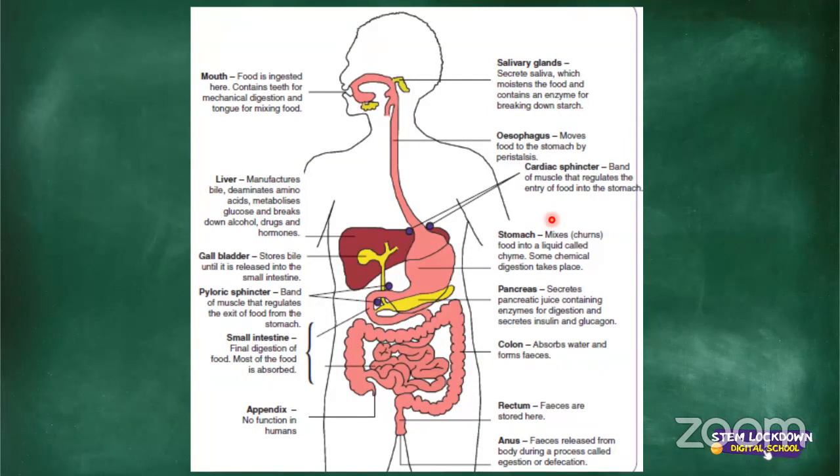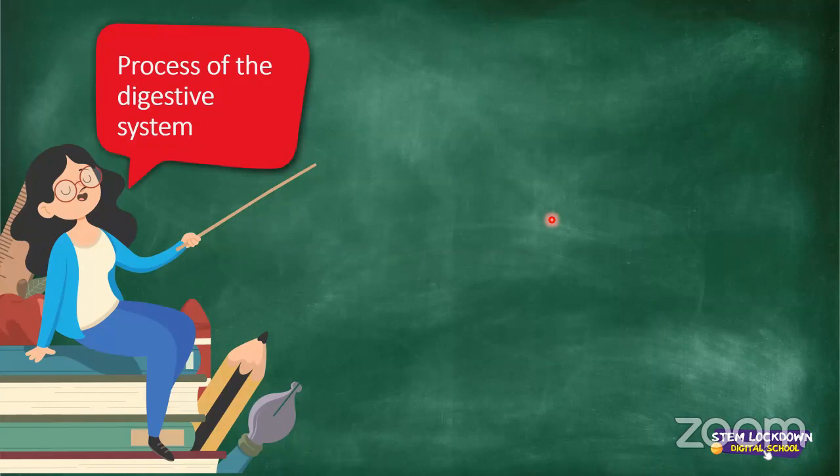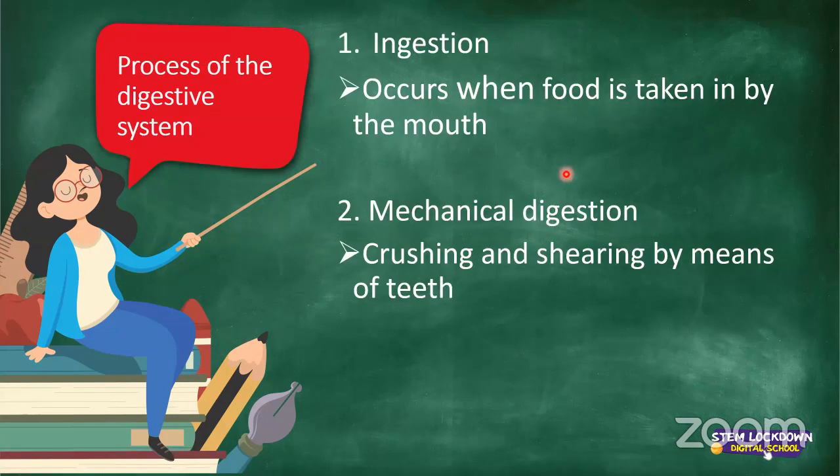All right, so now let's look at the process of the digestive system. We have what we call ingestion. That's the first thing that happens in the human body: food is taken in by the mouth. The second thing that happens is mechanical digestion. This is where the crushing and shearing by means of the teeth is happening, your teeth breaking down the food particles that you have ingested.